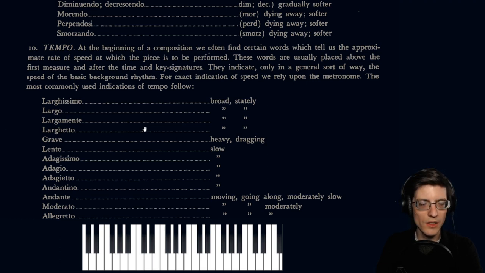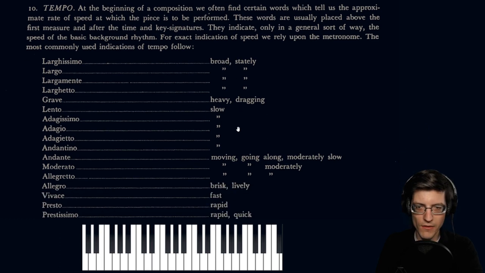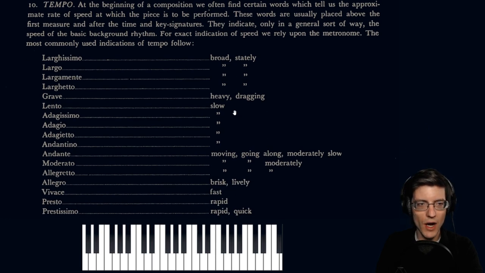So, larghissimo. This is broad and stately. Largo, largamente, larghetto. All of those mean the same thing, broad and stately. And then we have grave, which is heavy and dragging. Lento, slow. Adagissimo, adagio, adagietto, andantino. All of those mean the same thing, slow. So a slow rate of speed.